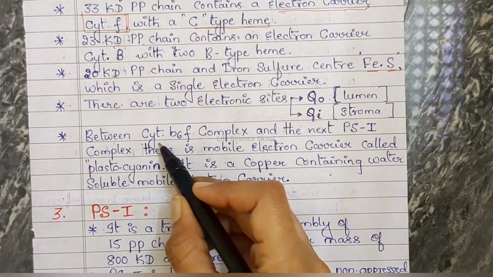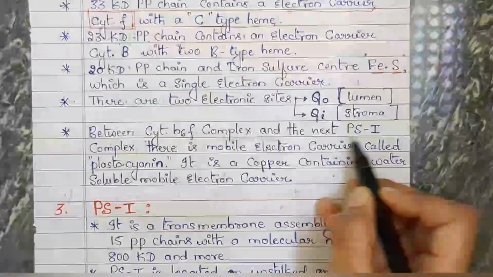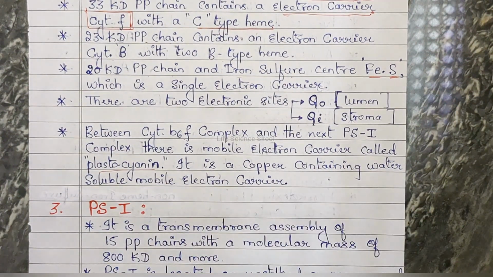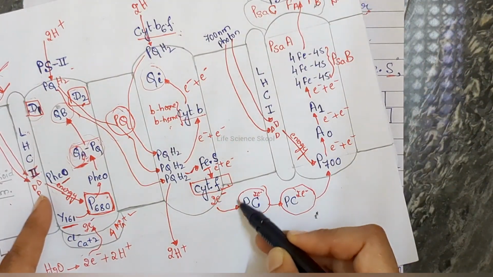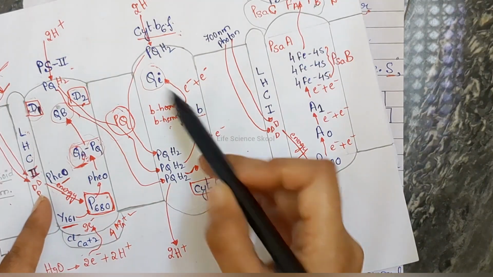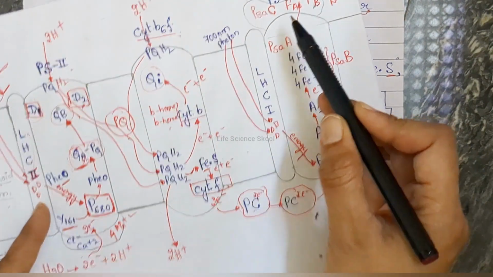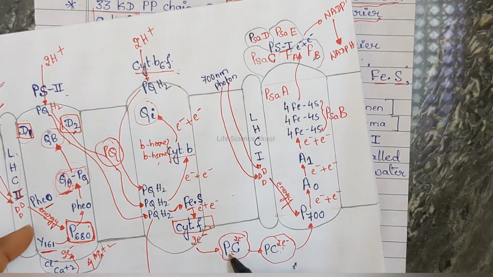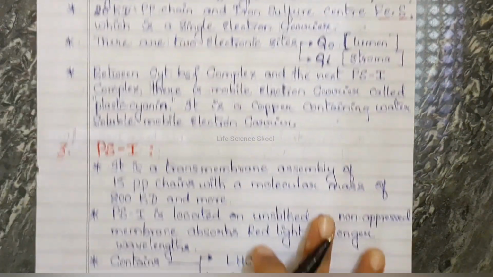Between the cytochrome B6F complex and the PS1 complex, there is a mobile electron carrier called plastocyanin, as you can see in the diagram. So this is the plastocyanin. It is present between the cytochrome B6F and photosystem 1. So between them you can see the plastocyanin electrons.